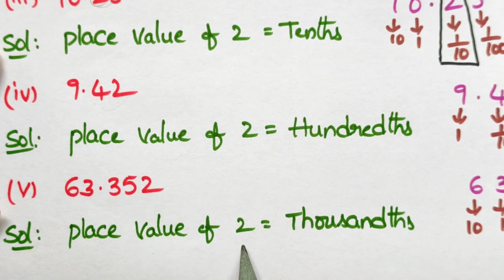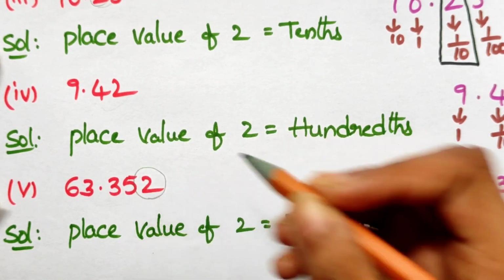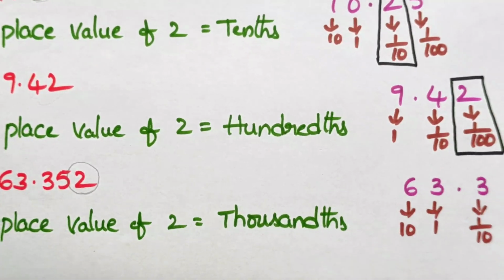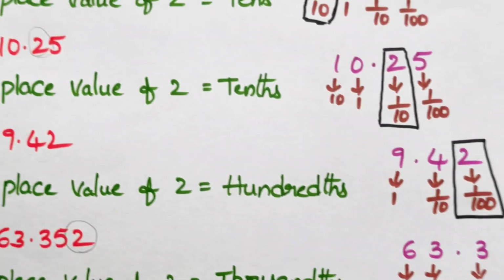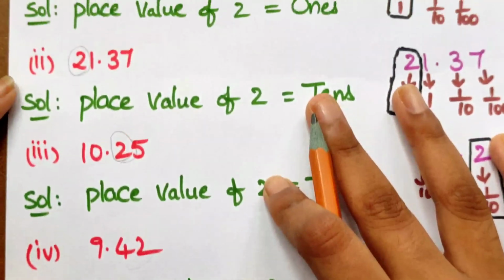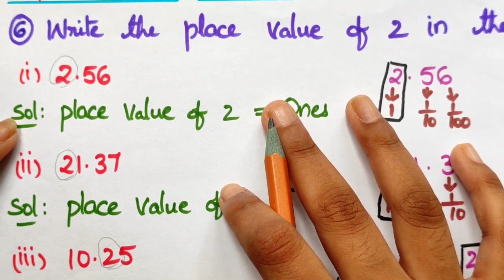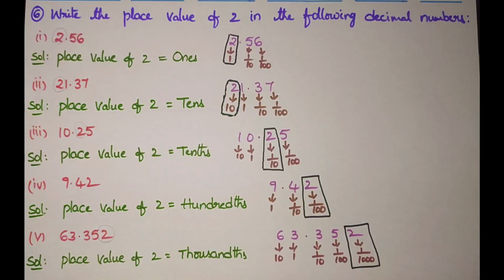63.352. Place value of 2 is thousandths. So 63.352 is equal to, here the place value of 2 is 1 by 1000, that is thousandths. With this fifth bit and sixth problem both get completed.